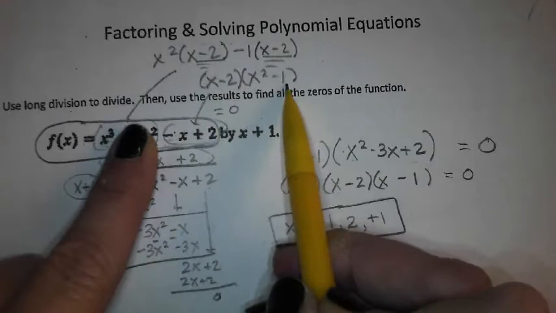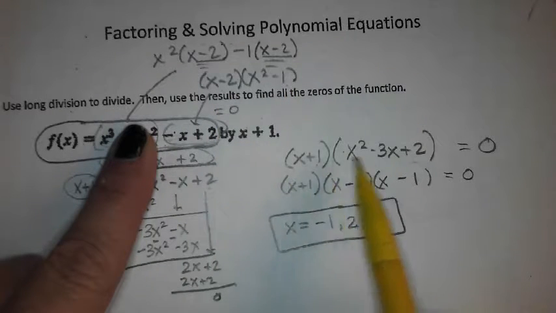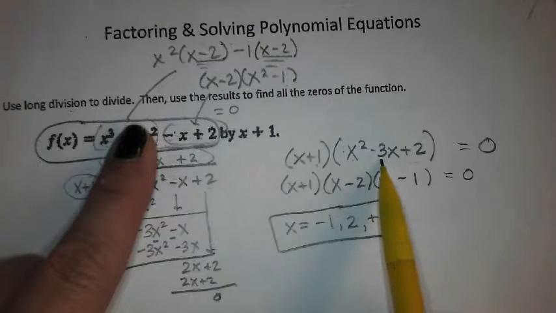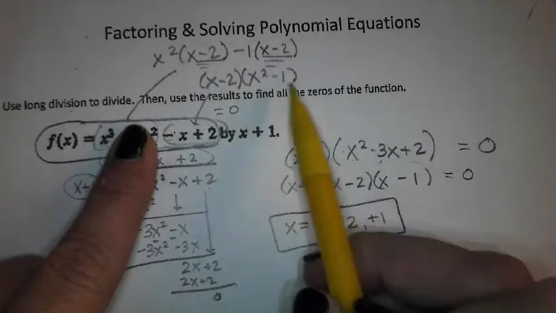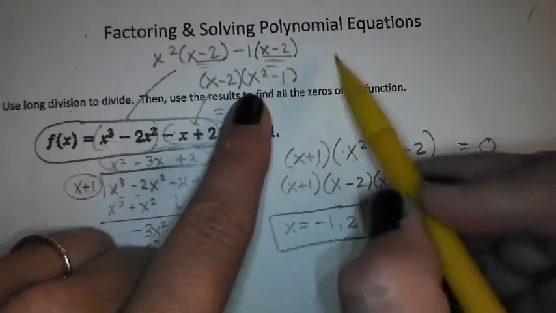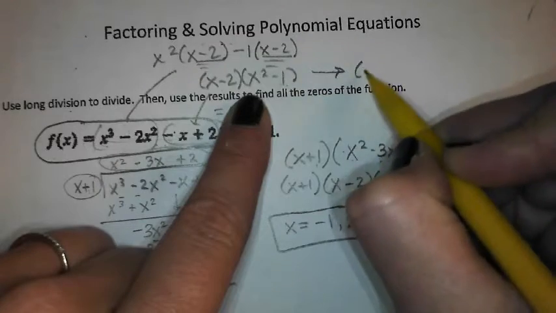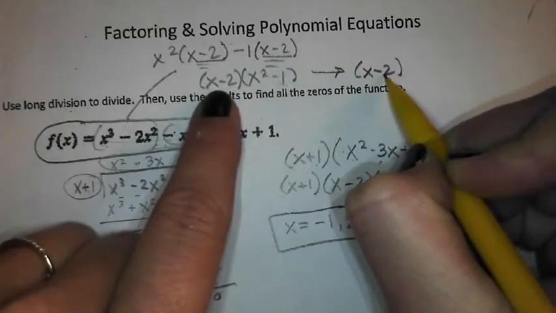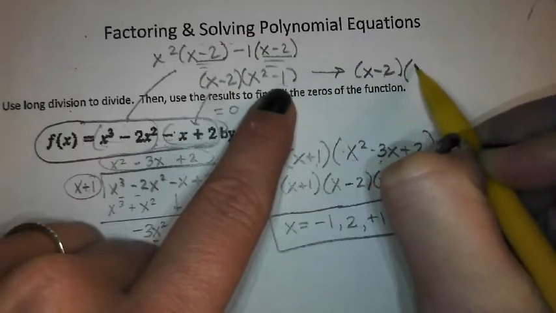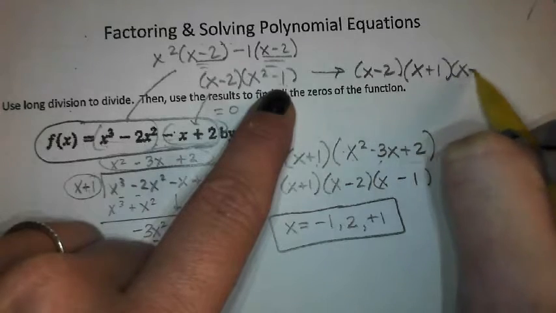Still a linear and a quadratic. Different than the linear and the quadratic that long division led me to, though, right? But why is it the same? Because x squared minus 1 is the difference of perfect squares. We still have the x minus 2, but the x squared minus 1 is x plus 1, x minus 1. Okay?